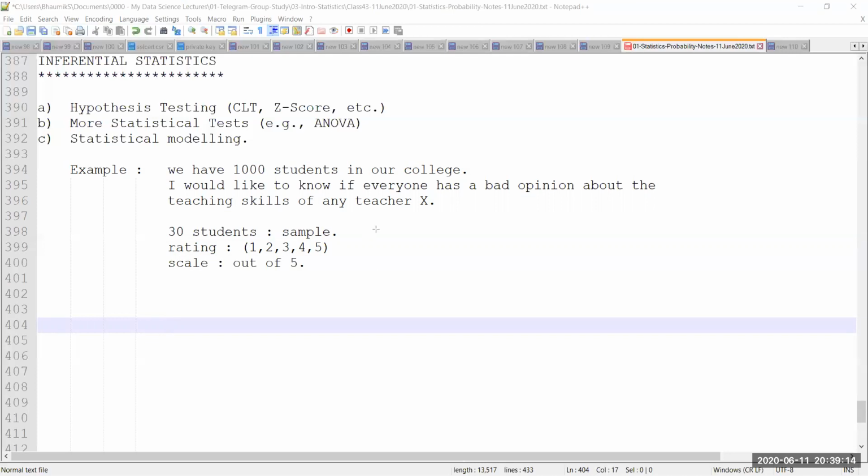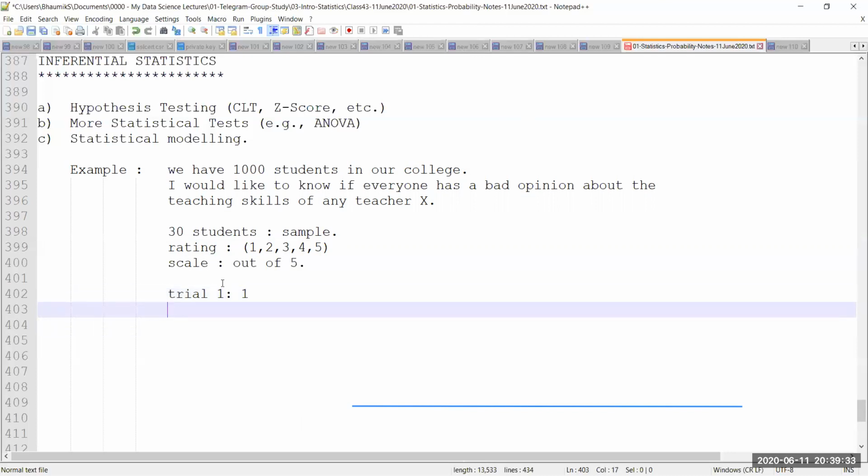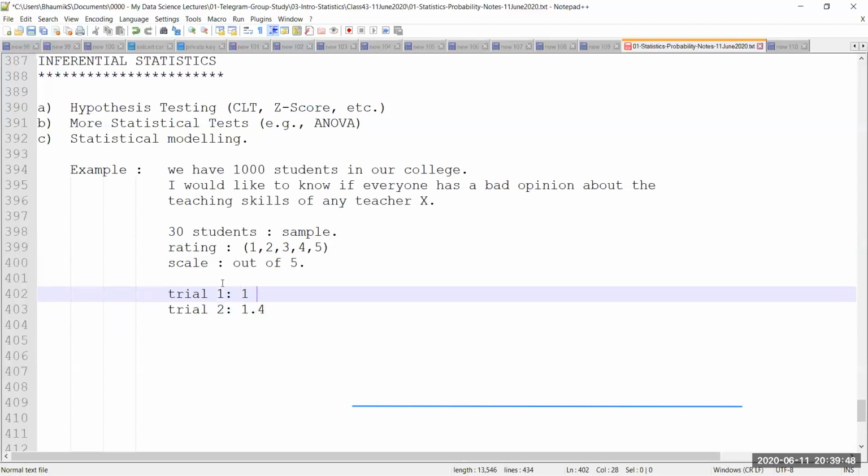If I have taken 30 samples, then let's say in experiment 1, or in trial 1, the 30 students that I've taken as a sample give a rating of 1. Then in trial 2, I get a rating of, I don't know, 1.4. I can get a rating in fractions as well, because I'm taking an average. So this value you see here is an average.